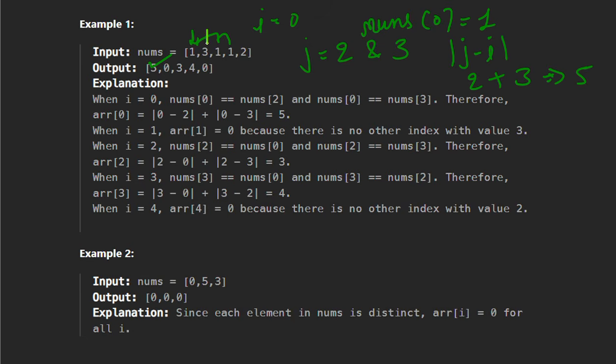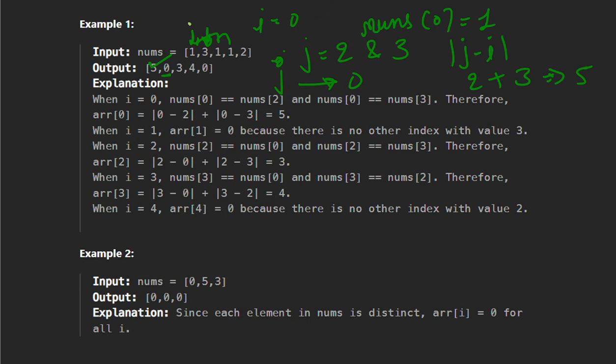Then when i is equal to 1, at i equal to 1 we have 3. So there is no value of j where nums of i is equal to nums of j and i is not equal to j. So in that case we have to write the value as 0. So we have stored the value as 0, as there is no pair formation, right?